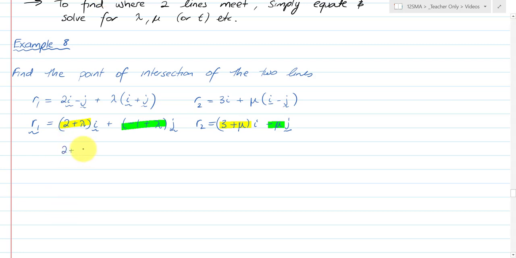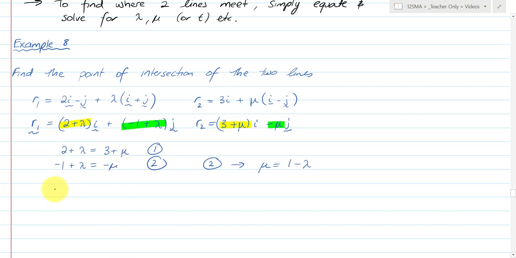We've got 2 plus lambda is equal to 3 plus mu, and we've got -1 plus lambda is equal to negative mu. So this is equation 1, this is equation 2. We get two equations, two unknowns. So this is technically solvable, although it won't create a contradiction, but there might be infinite solutions. So to solve this, I'm going to take equation number 2 and recognize that it can be written as mu is equal to 1 minus lambda. I'm just multiplying everything by -1.